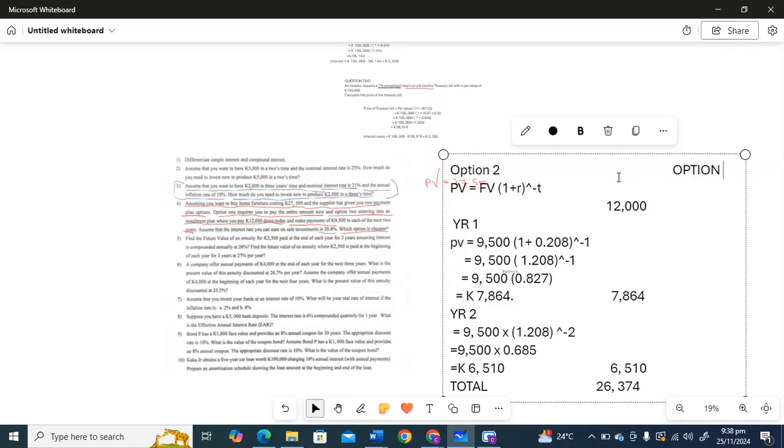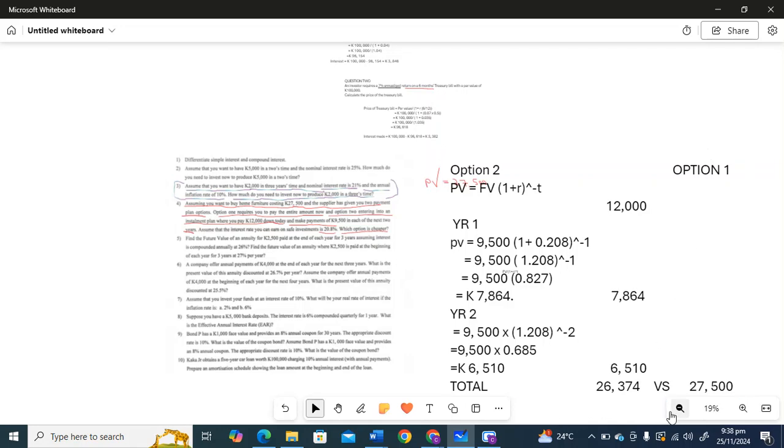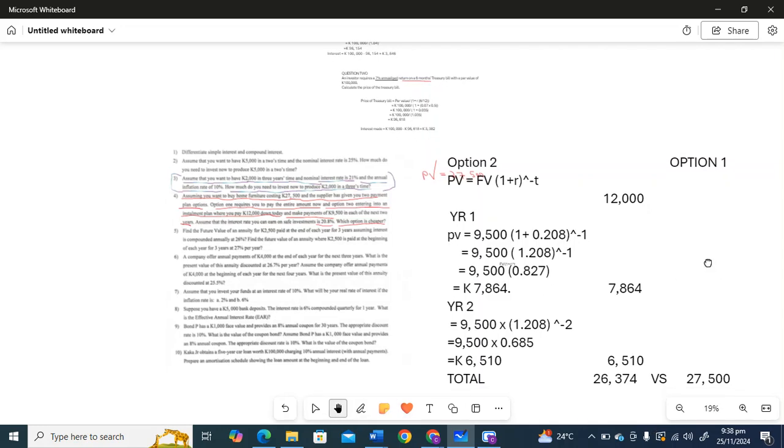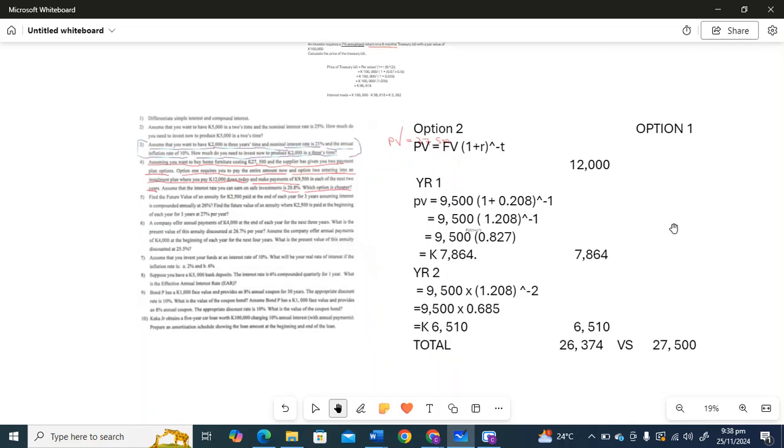Option 1, where you have to pay 27,500. So in this case here, option 2 looks cheaper. So it will be advisable to go with option 2.